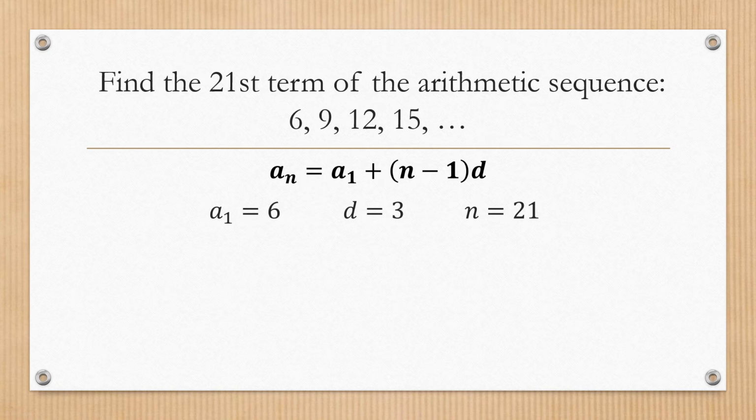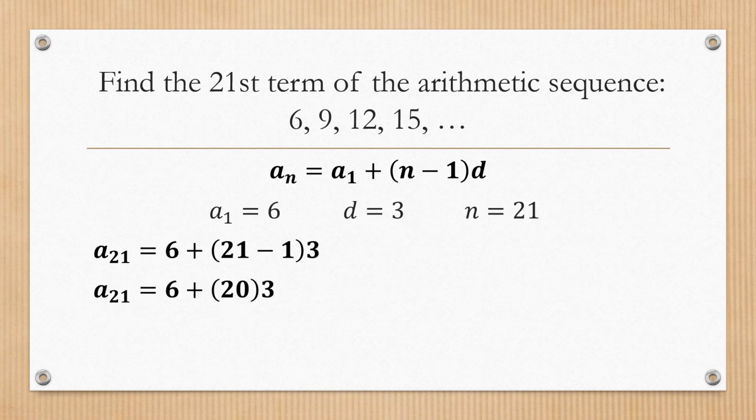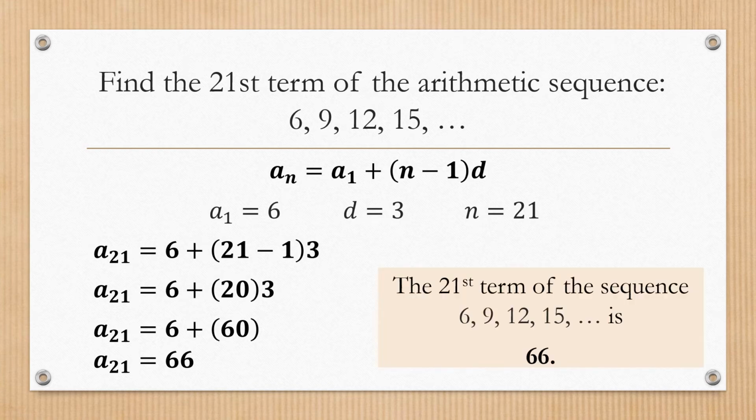Now, substituting all the values to the formula, we have a sub 21 equals 6 plus the quantity of 21 minus 1 times 3. Simplifying what is inside the parenthesis, which is 21 minus 1, we have 20 multiplied by 3, so we have 60. Simplifying 6 plus 60, the value of a sub 21 is equal to 66. Therefore, the 21st term of the sequence 6, 9, 12, 15, and so on is 66.